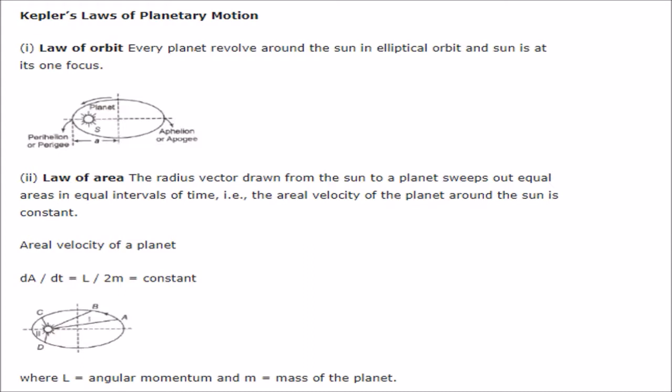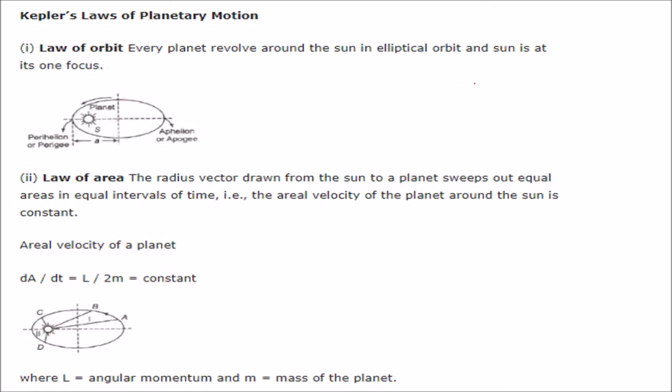of planetary motion. First is the law of orbit. Every planet revolves around the sun in an elliptical orbit, and the sun is at one focus.